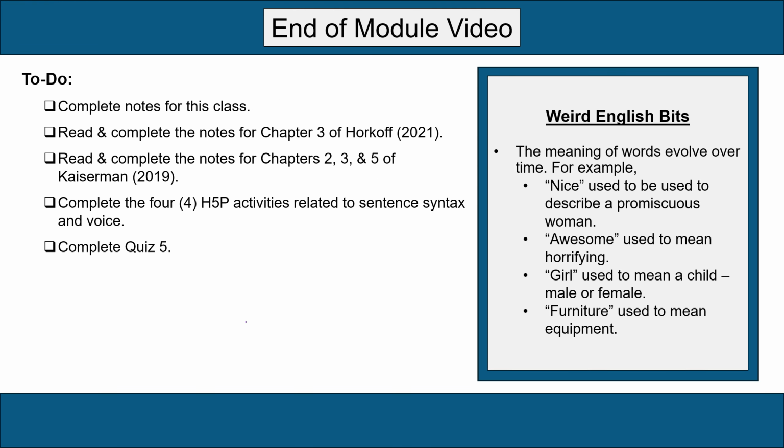So for this module, make sure you've completed the notes for this class. There are a few things to read. One, chapter 3 from Horkoff, and then chapters 2, 3, and 5 of Kaiserman. And there's also 4 H5P activities that you need to complete to help you practice with syntax as well as some of that active voice. At the end of this module, there is quiz 5, which will be focused on syntax. So make sure you do those things because you can use your class notes for that quiz. And that will help you achieve a greater mark and help you in your overall writing for modules 7 and 8.